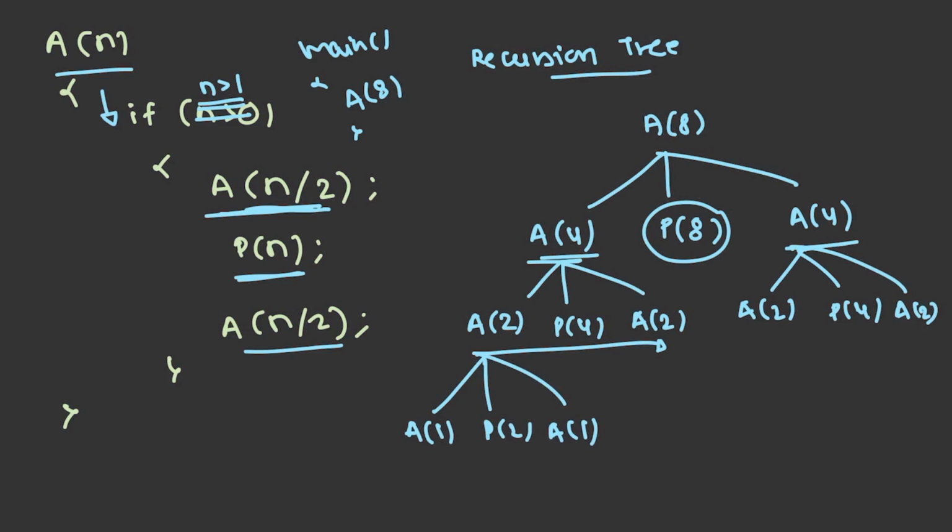Again a of 1 will be called. This is just a print statement. The same sequence will be repeated. 2 will be printed, a of 1 will be called, and here also the same structure has to be repeated.